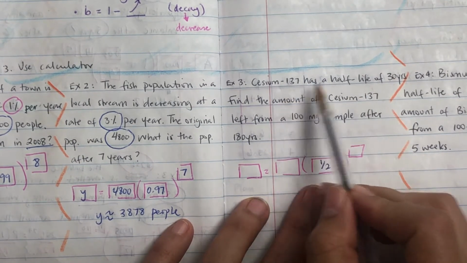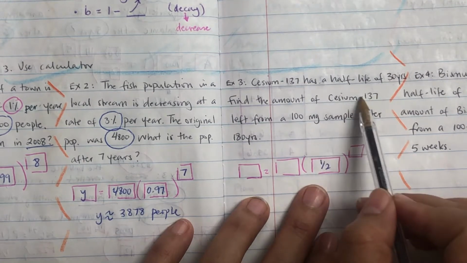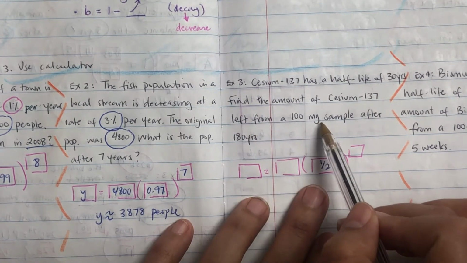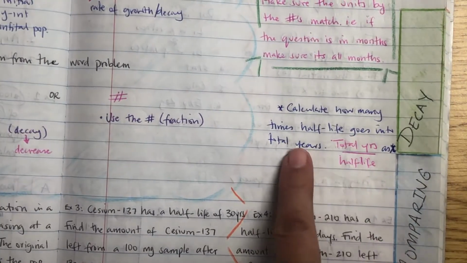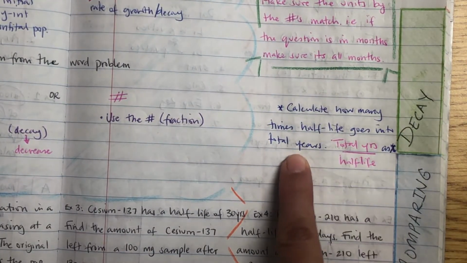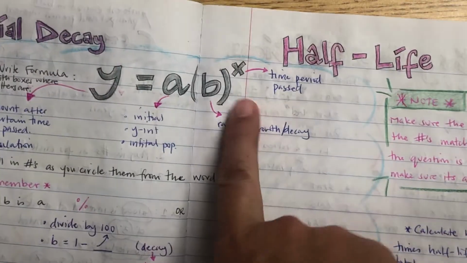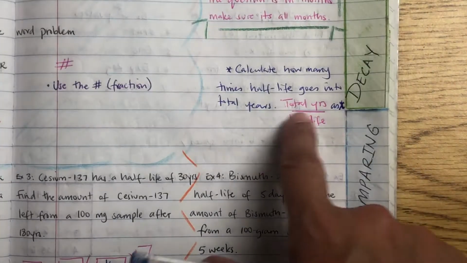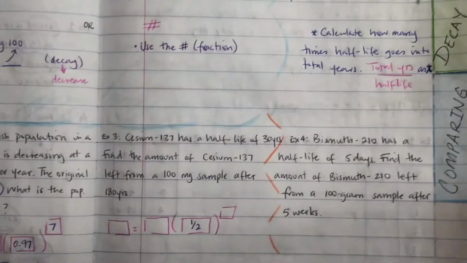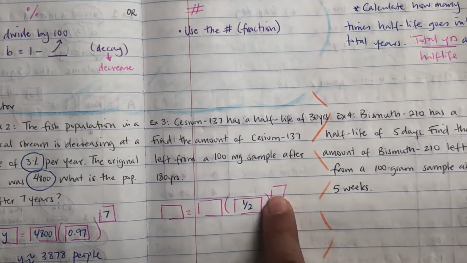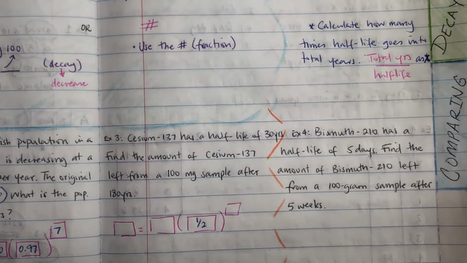All right, so it has a half-life of 30 years. Find the amount of this left from a 100 mg sample after 180 years. So calculate how many times half-life goes into your total years, and you do that by saying total years divided by half-life as your x. So your x isn't just a time, it is total years divided by half-life. For half-life, you do have this one extra step to do. So to find this number here, basically, you take your total years divided by half-life.